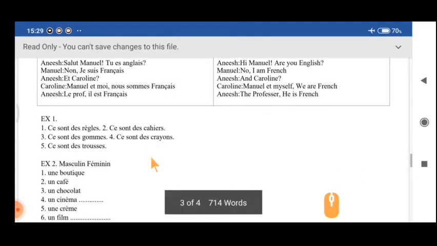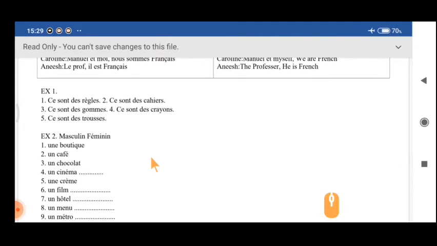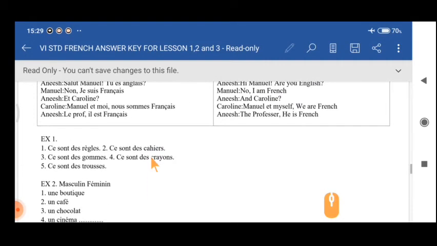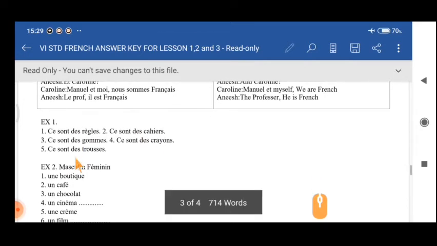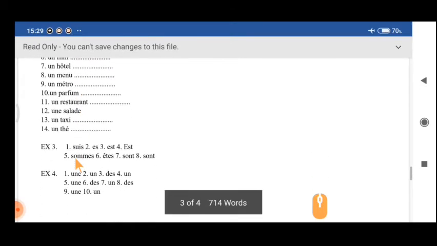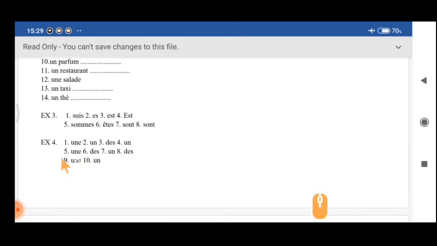Once we finish this revision, we will see some exercise from this answer key so that you will learn how to learn it. So second exercise number 1 is plurial. So saison des règles, saison des cahiers. Using these images, you have to copy this, and you can see that in your book. This is masculine feminine. We did this on live class. And this is verb être. You have to fill this verb être. And this is l'article défini. Today I will be asking questions from this exercise. We will revise this before we end the session today.